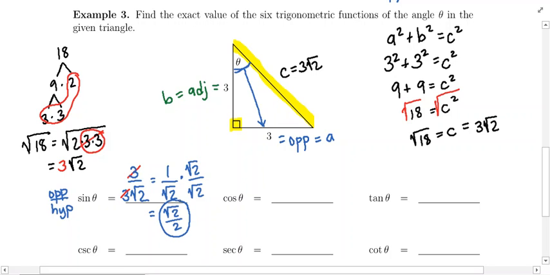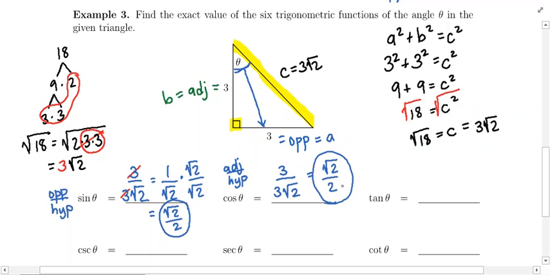Now cosine. Cosine of theta is the adjacent over the hypotenuse. Let's write this down. The adjacent side has length 3, and then we divide by the hypotenuse, which has length 3 square root of 2. It's actually the same as the sine. The sine and the cosine here are equal. I'm not going to repeat the work for simplifying this, but if you went through the same steps that you did for sine of theta, this is going to simplify to cosine of theta equals square root of 2 over 2.